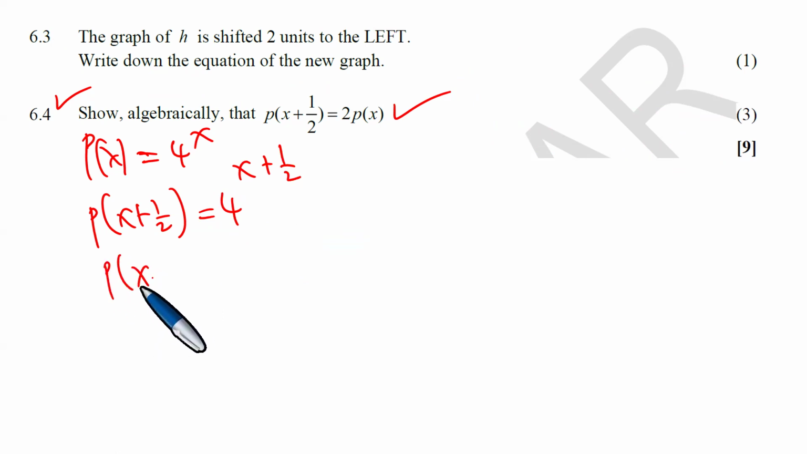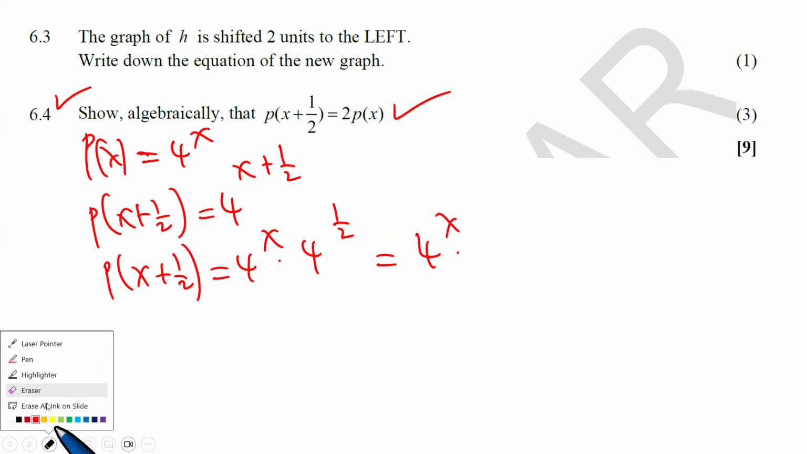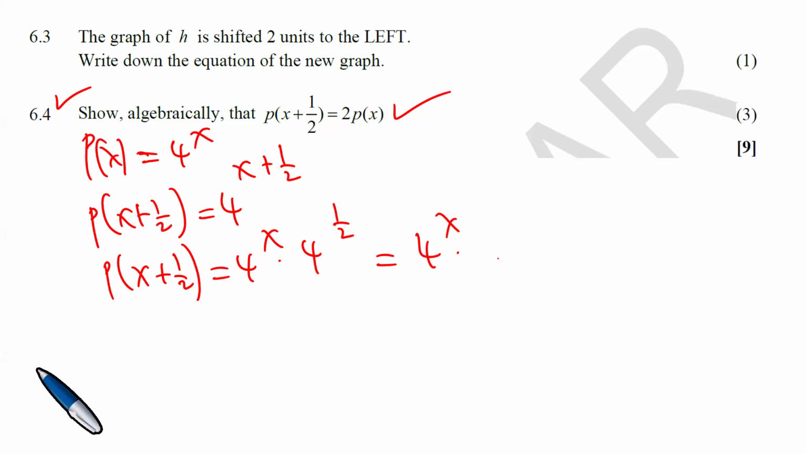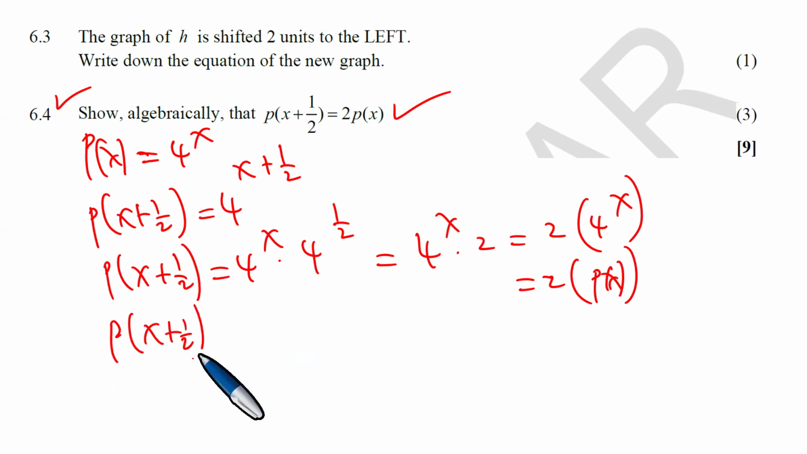Like I said before, when dealing with exponents, it is always your hint to split the powers, so that this is 4 to the power x times 4 to the power 1/2. And what is the square root of 4? 4 to the power 1/2 is the square root of 4, which is 2, so you can put the 2 in front of 4 to the power x. And this 4 to the power x is still our p, so that this is p of x. p of x plus 1/2 is 2p of x.